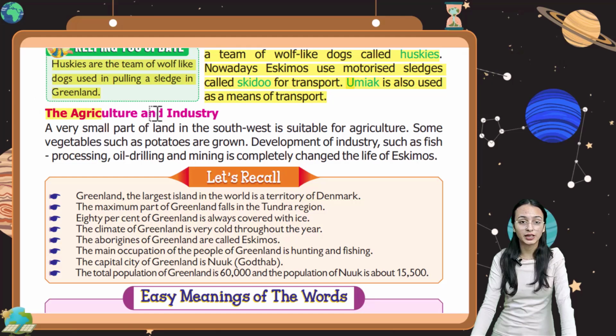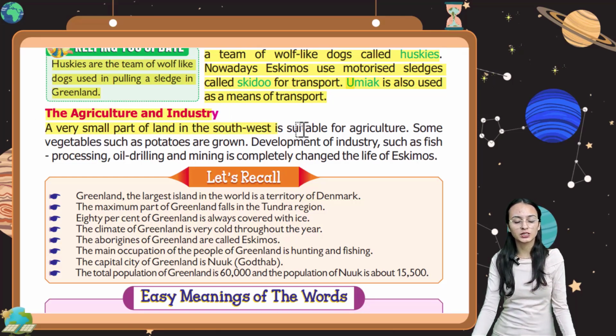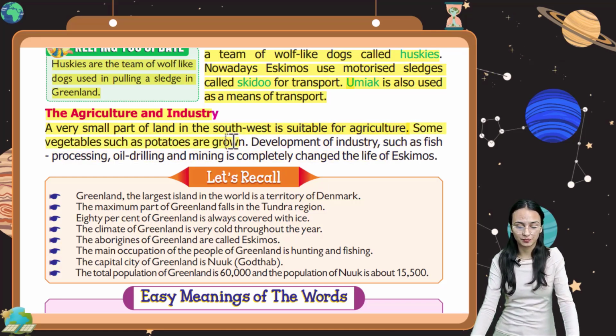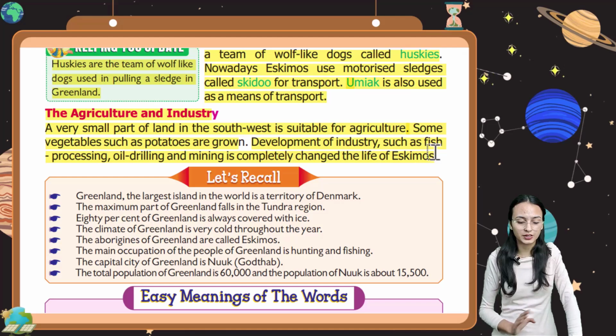Now we'll read about the agriculture and industry. A very small part of land in the southwest is suitable for agriculture. Some vegetables such as potatoes are grown. Development of industries such as fish processing, oil drilling and mining has completely changed the life of Eskimos.